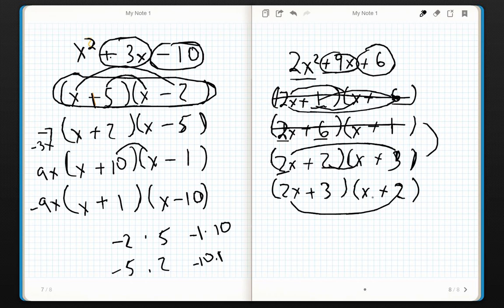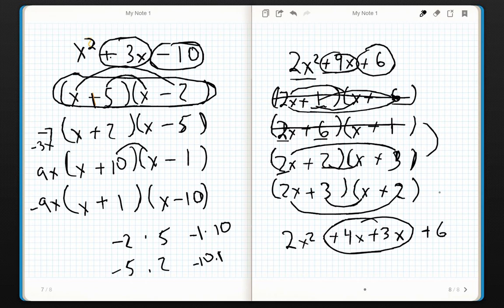So at any rate, I'm looking at this last one. 2x times 2 is 4x. 3 times x is 3x. 4x and 3x is 7x. And I have my 2x squared plus 4x plus 3x, making my 7x plus 6, and I am done.